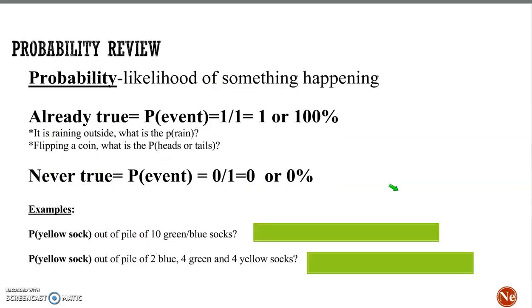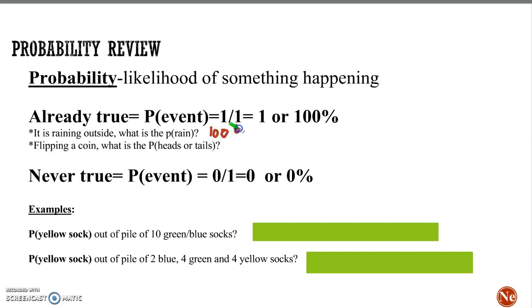Let's do some probability review. Remember, probability is the likelihood of something happening. So if something is for sure true, the probability of that event happening is 1 out of 1 or 100%. So for example, think about it. If it's raining outside now, and you ask somebody what's the probability it's going to rain, well, it's already raining. So that probability then would be 100% because it's already happening.